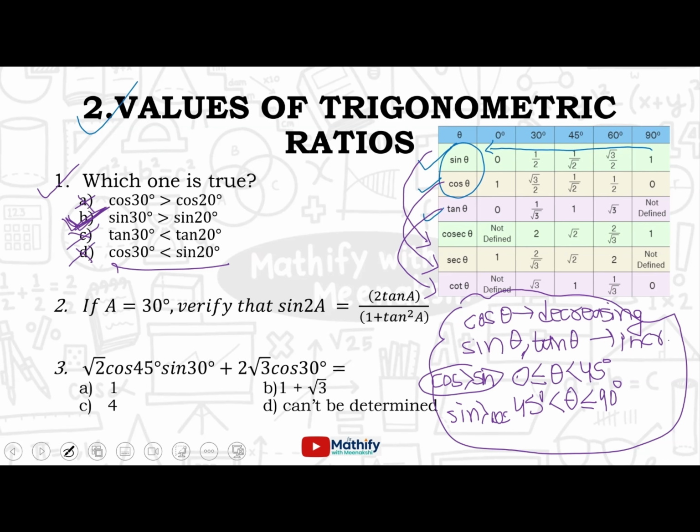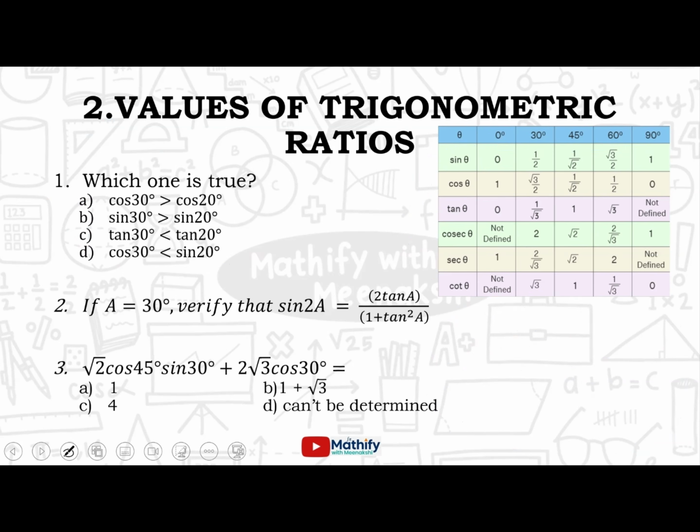Let's move to question number 2. In question number 2, it's given that A is 30 degree and you have to verify this. So let's solve LHS first. What is sine 2A? That means sine 2 into 30, sine 60 degree. Now sine 60 degree, you can check here. It's root 3 by 2.